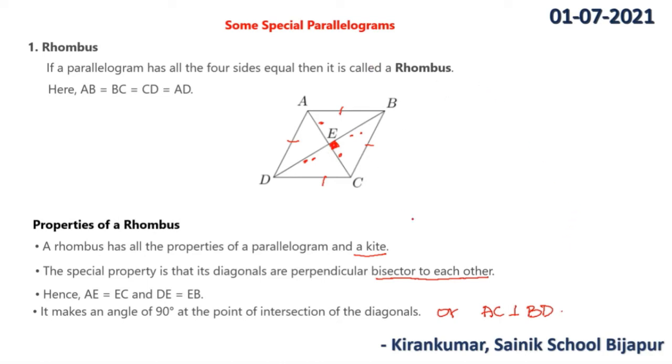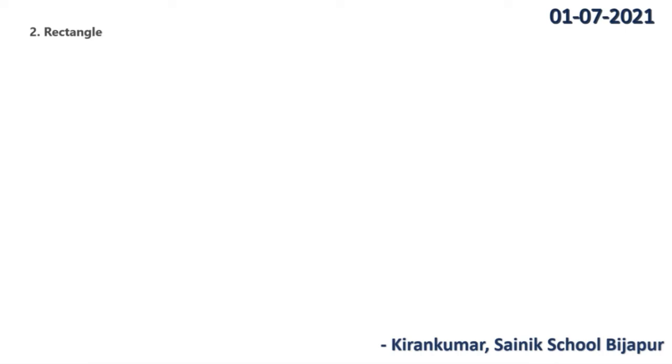The same things which are there here as a property, you are going to learn in class 9th with reasoning. You will be reasoning out why the diagonals are perpendicular bisectors, or you are going to prove that the diagonals are perpendicular bisectors. The next special type of parallelogram is a rectangle.